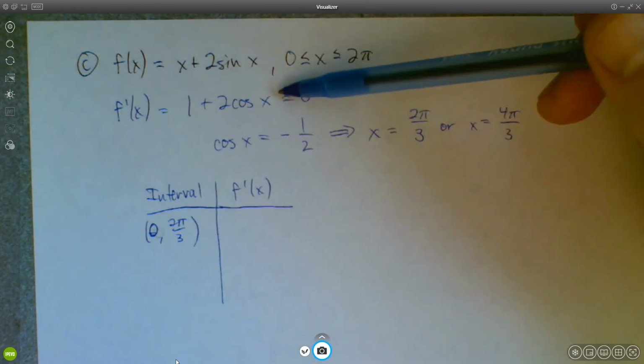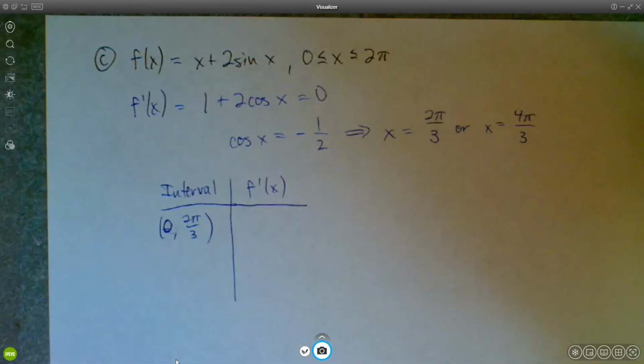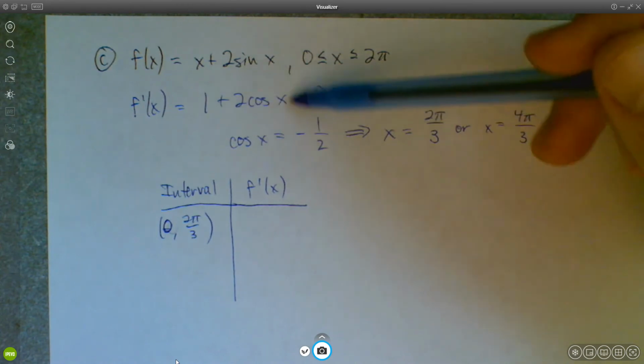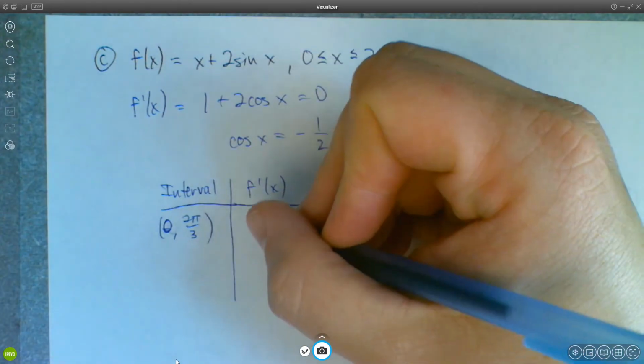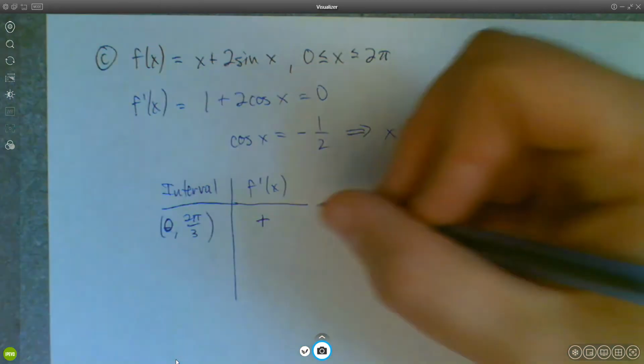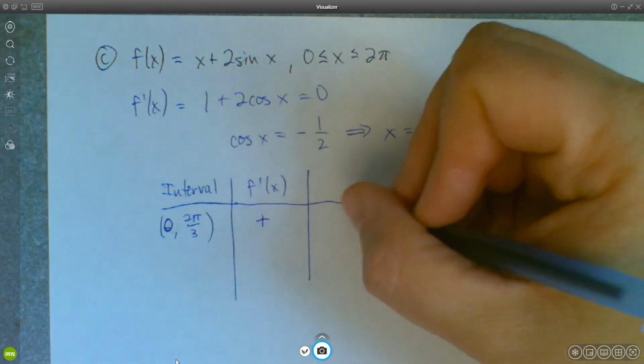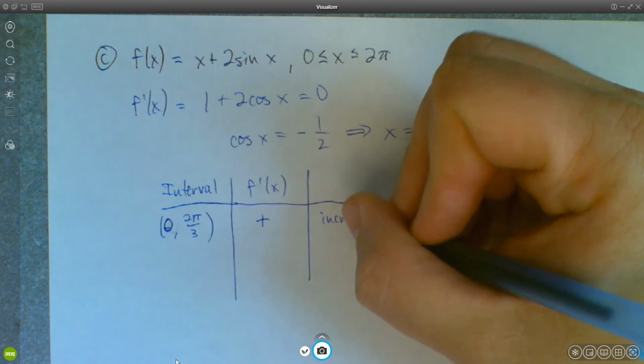Right? If I plug in pi over 3, cosine of pi over 3 is positive. 2 times a positive number is positive. 1 plus that is still going to be positive. So we're definitely positive on that interval, which tells me that we are increasing here.